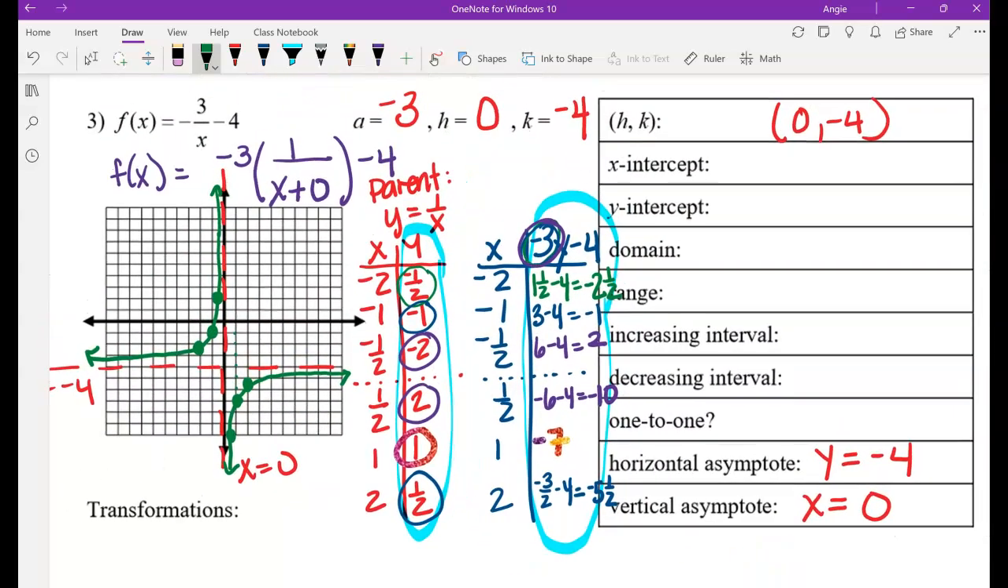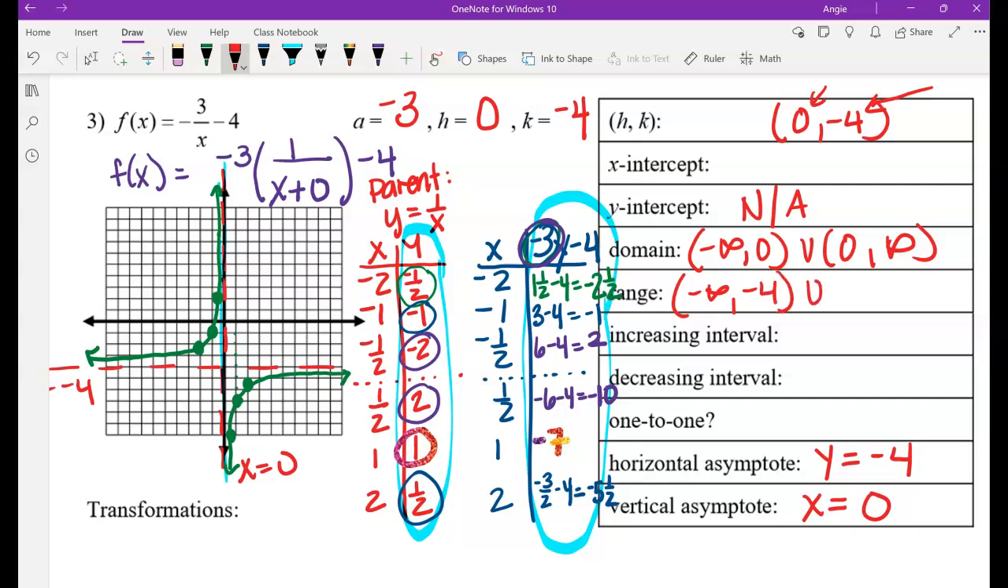All right, guys, let's see it. The x-intercept: we do have one on the left side. We don't ever have a y-intercept because there's an asymptote here on the y-axis. I mean, we can't touch it. So that's going to say NA right here. Your domain is going to be all real numbers except 0, so negative infinity to 0, union 0 to infinity. Your range is going to be all real numbers except your k value, so negative infinity to negative 4, union negative 4 to infinity.